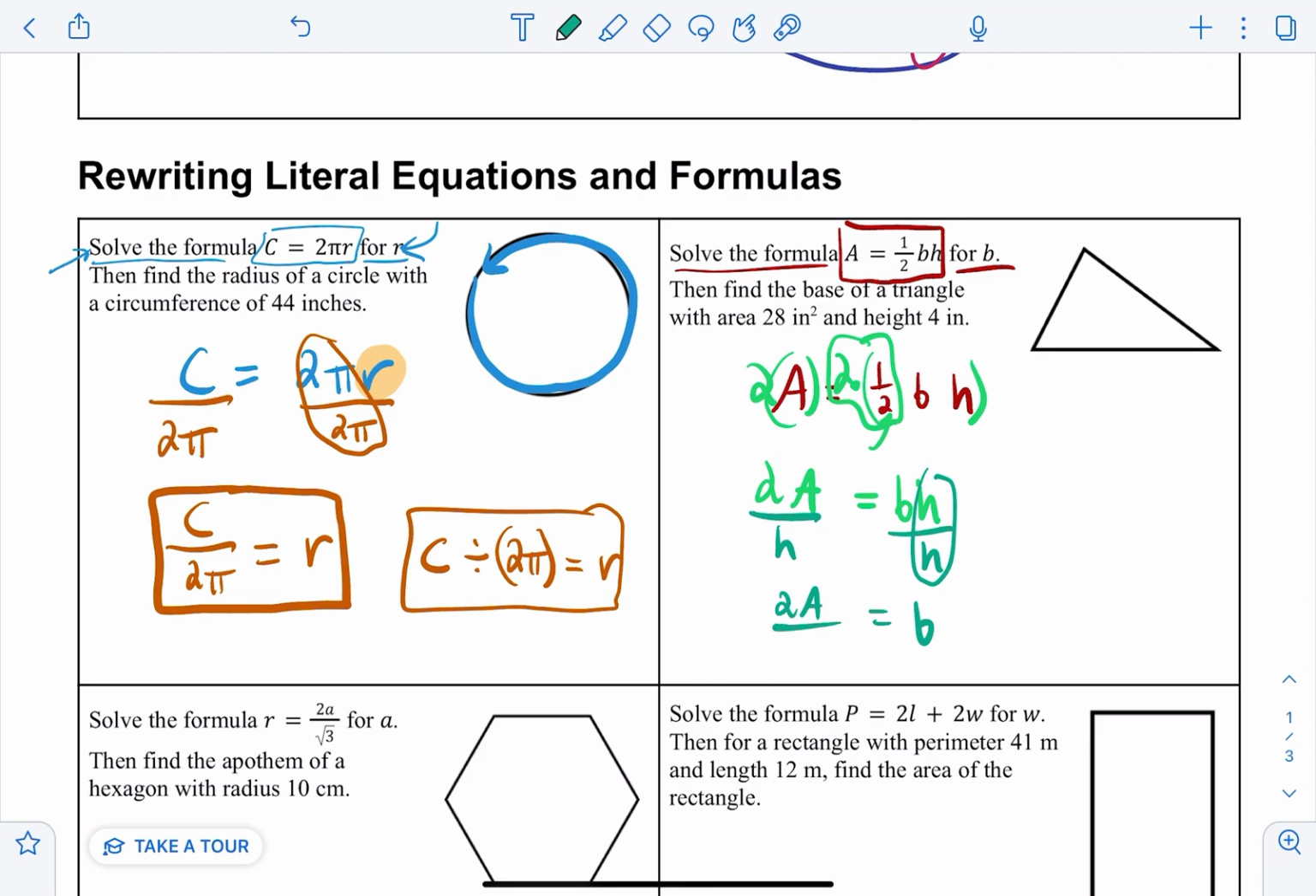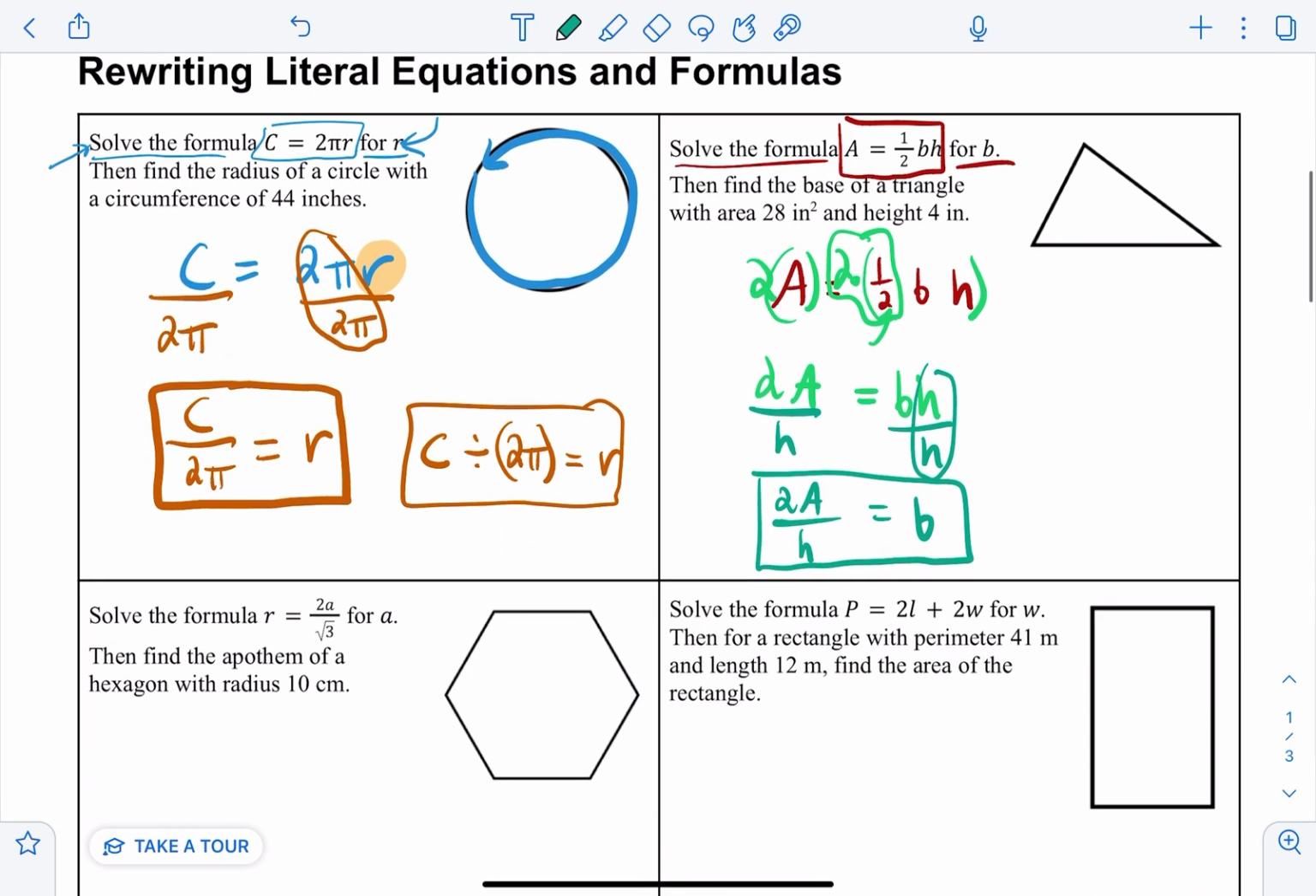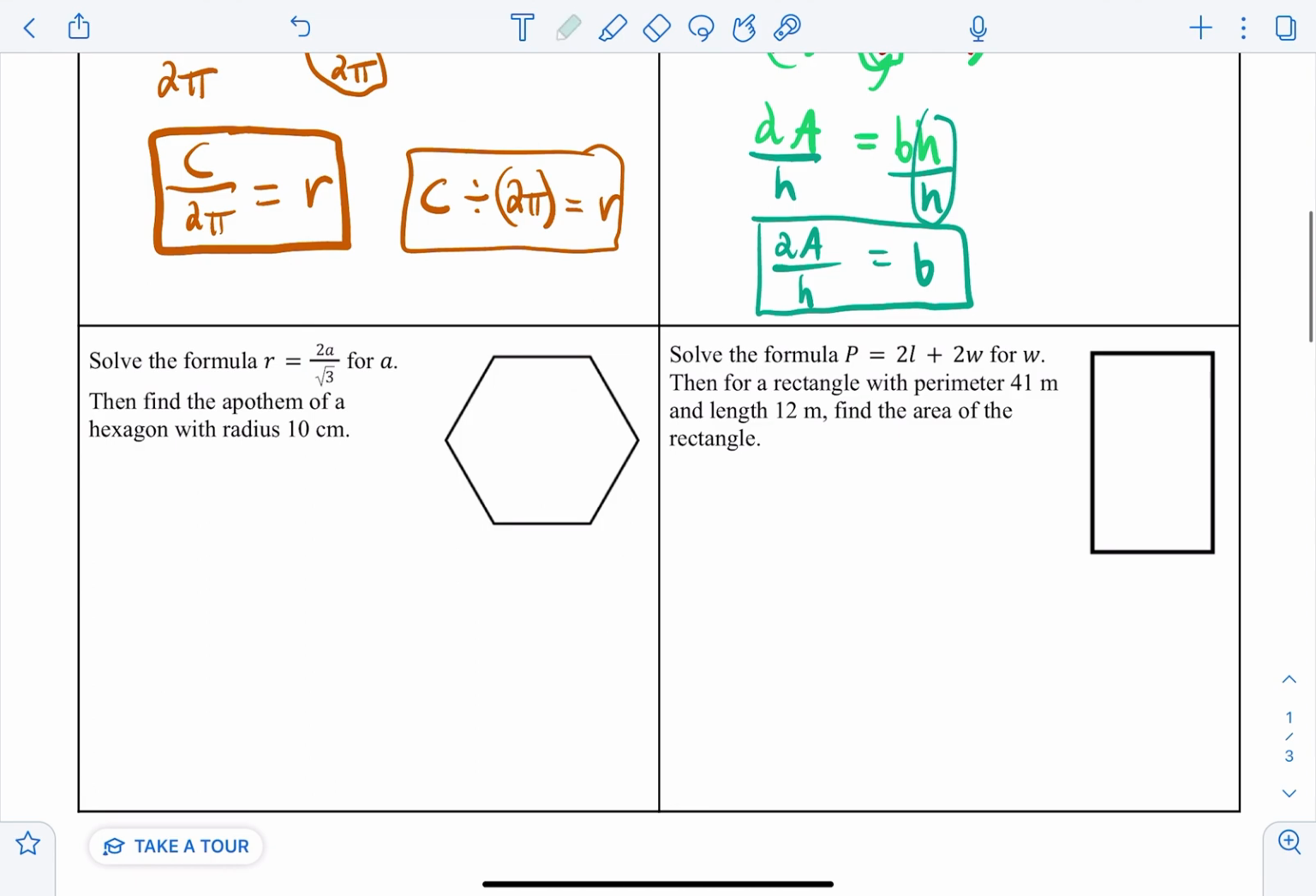You can't change the case of these letters because sometimes in math, capital letters and lowercase letters are actually different variables. So we have to leave it as it is, and that would solve that particular formula there. The next one here is a little interesting.